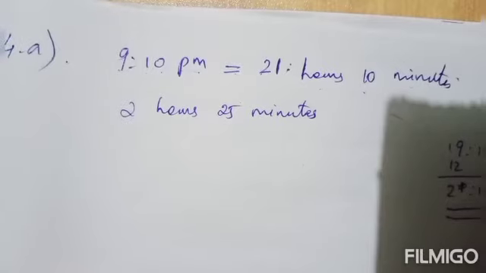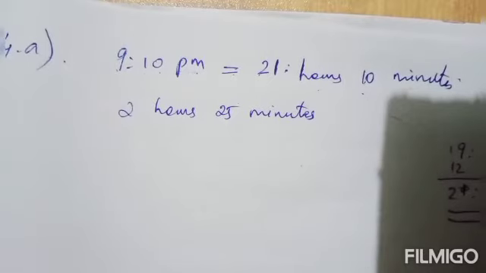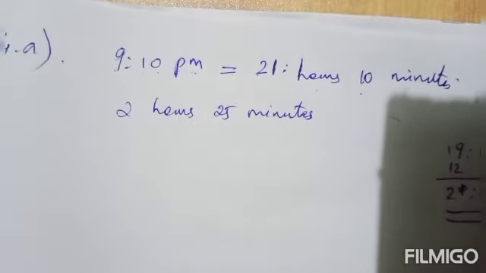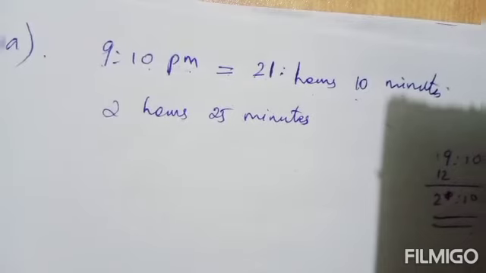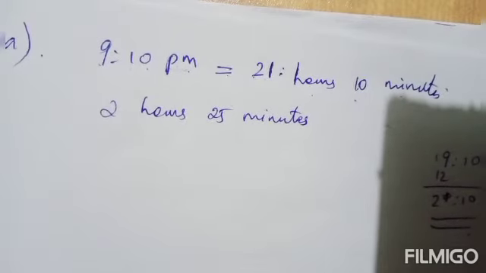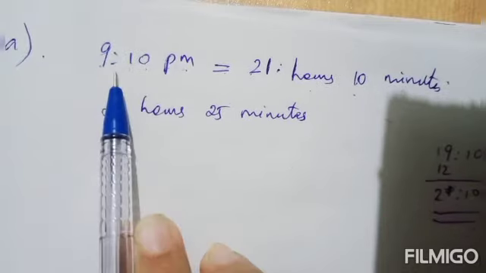Okay, the question in that A, what is the time 2 hours 25 minutes before 9:10 p.m.? So what was the time 2 hours 25 minutes before 9:10 p.m.? That is what we are finding here. So 9:10 p.m.